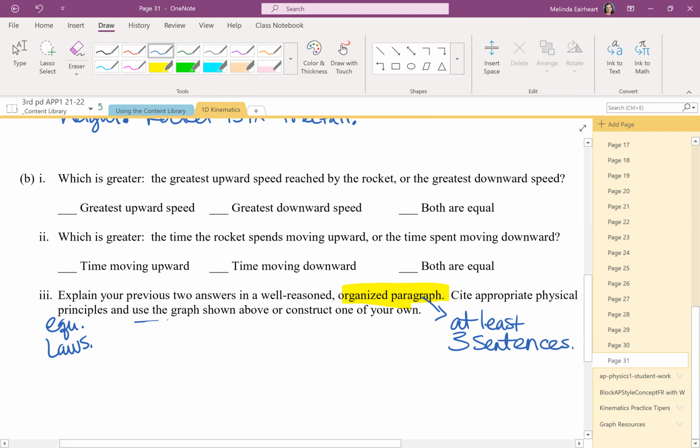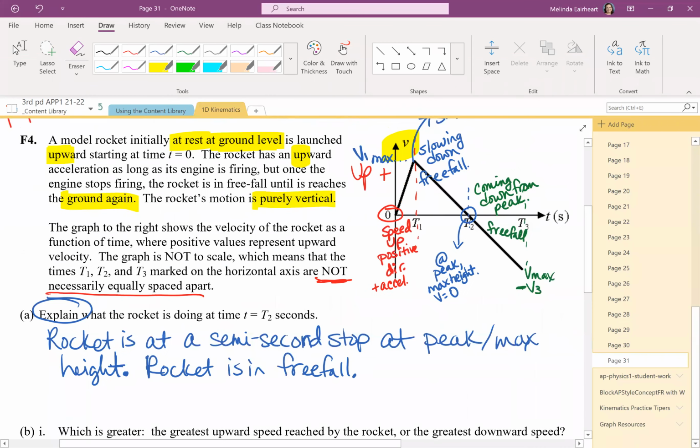And it says use the graph shown above or construct one of your own. Now, I'm going to be honest. If you go look at the rubric for this one, I disagree with the philosophy that they implement. And here's why. You remember up above where they said graph not drawn to scale?